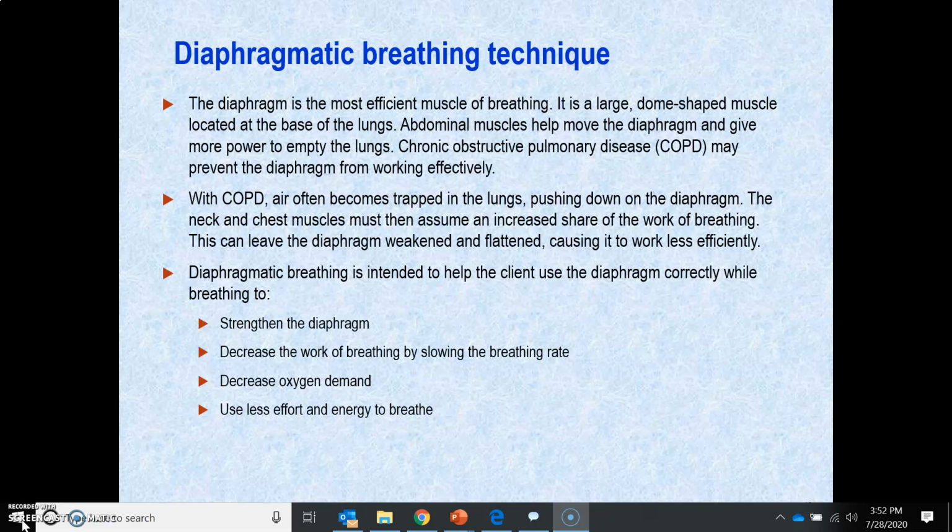So when we do diaphragmatic breathing, it's intended to help the client use the diaphragm more correctly. It strengthens the diaphragm. It decreases the work of breathing by slowing the breathing rate. It decreases our oxygen demand, and it helps us use less effort and energy to breathe, therefore allowing us to perfuse better.